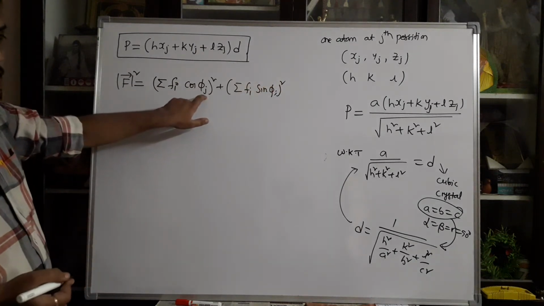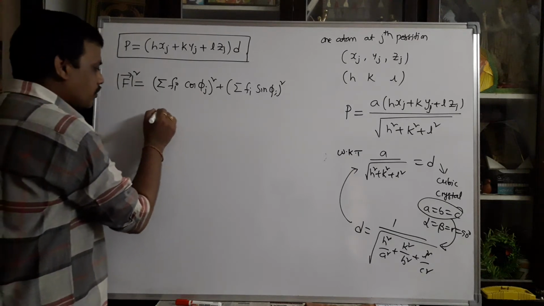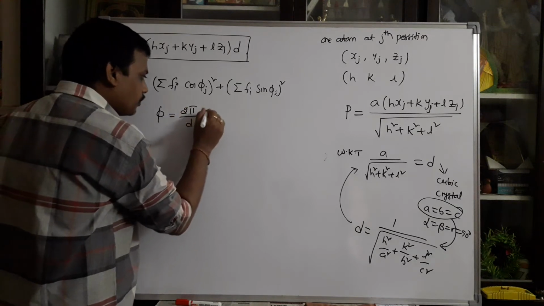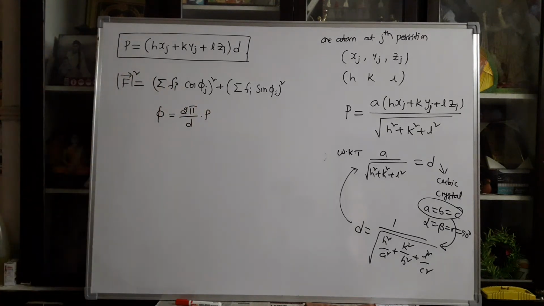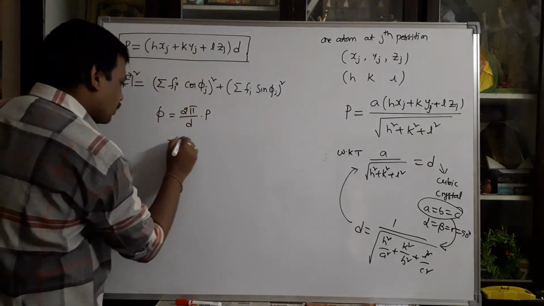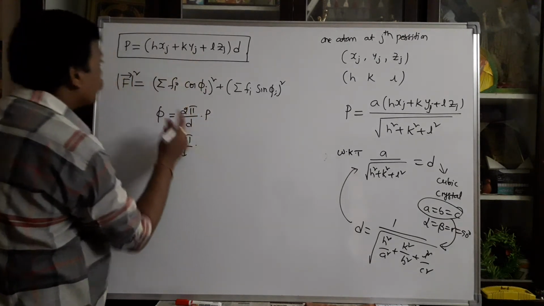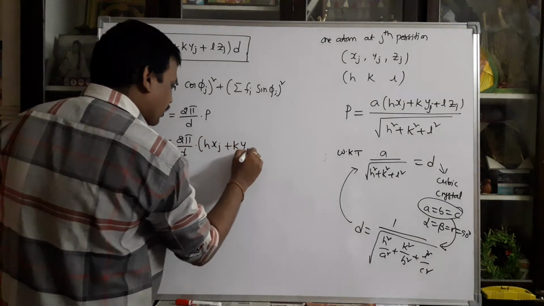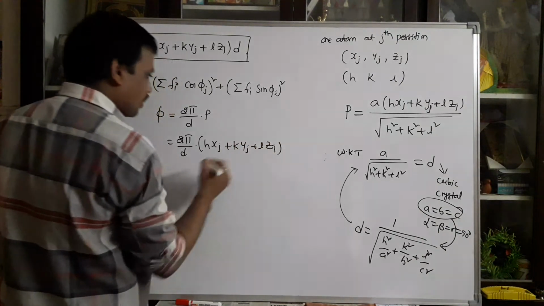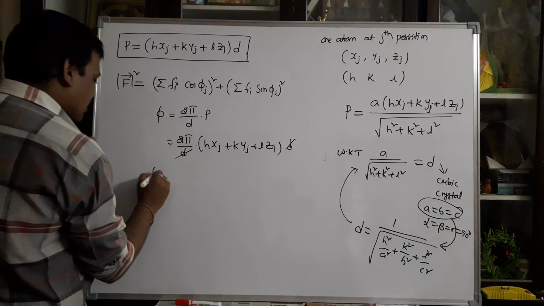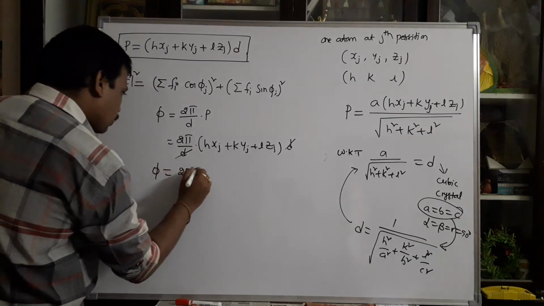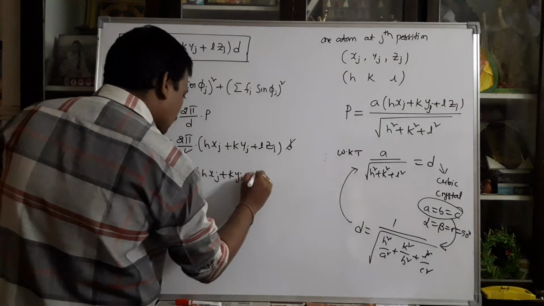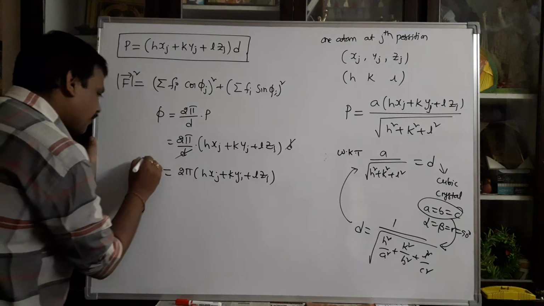We already know pi value is nothing but the phase difference. Phase difference pi is equal to 2 pi by d into p. In place of p you can substitute h into xj plus k into yj plus l into zj into d. The d gets cancelled. Then the phase difference pi is equal to 2 pi into h into xj plus k into yj plus l into zj. This is the phase angle.